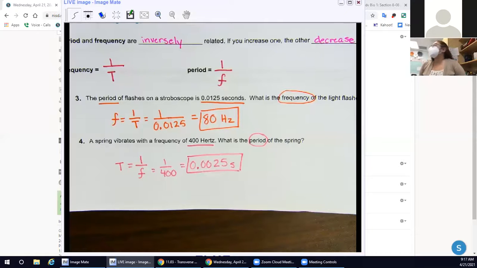So how do we feel about periods and frequencies? Easy peasy. Easy peasy? Meh. That's what I like to hear.